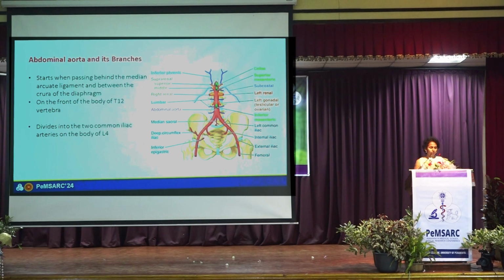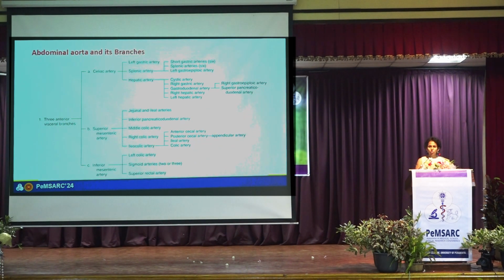So the abdominal aorta starts when passing behind the median arcuate ligament and between the crura of the diaphragm on the front of the body of thoracic vertebra. Then it goes down and divides into the two common iliac arteries on the body of L4 vertebra, as you can see in this picture. So here you have several branches, some are ventrally placed, some are paired. So let's talk about those branches.